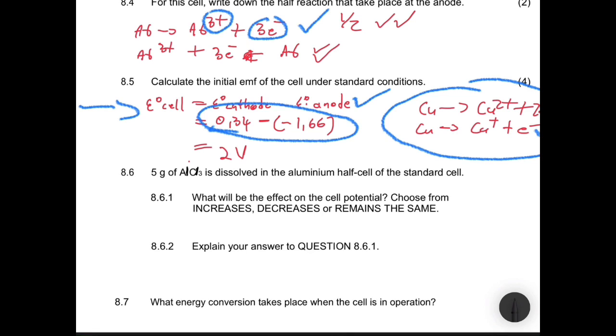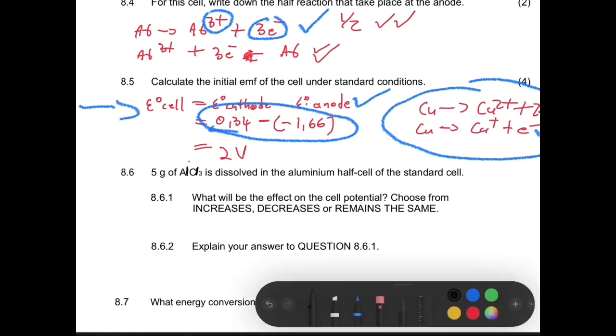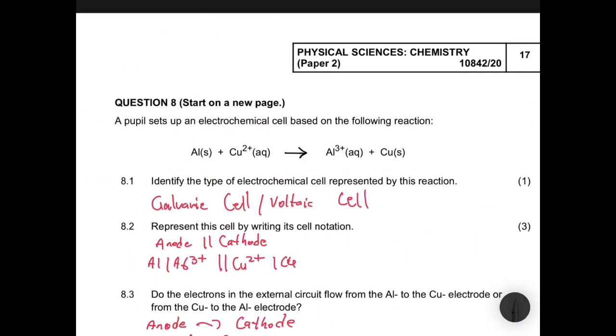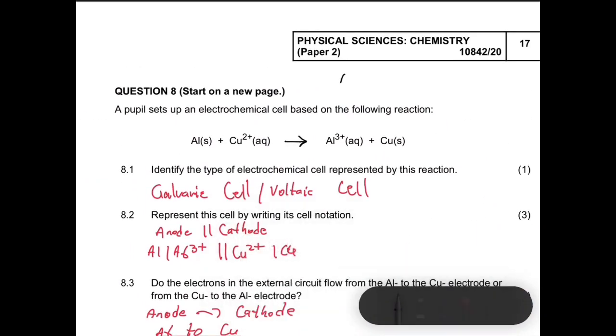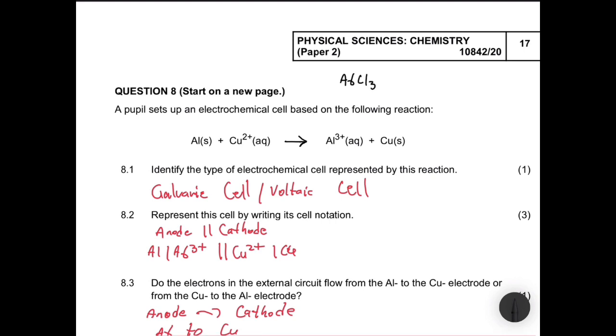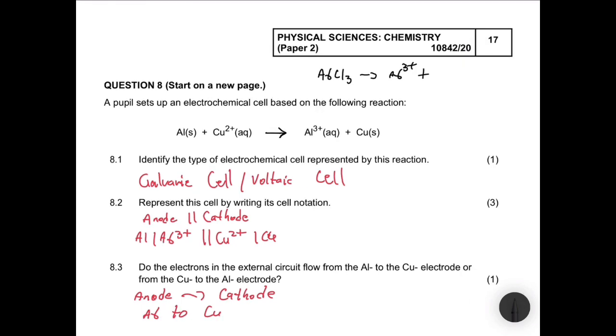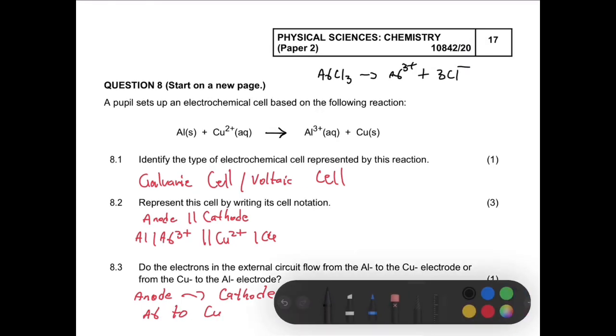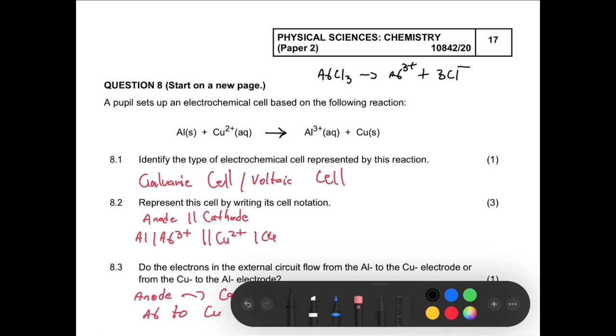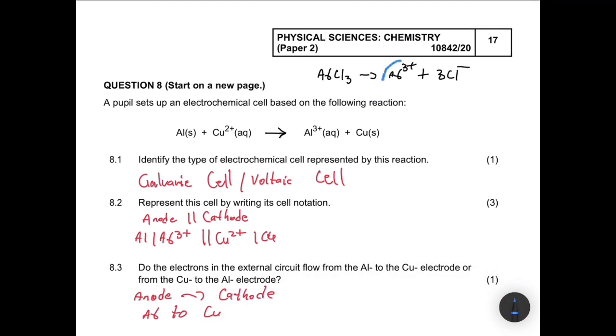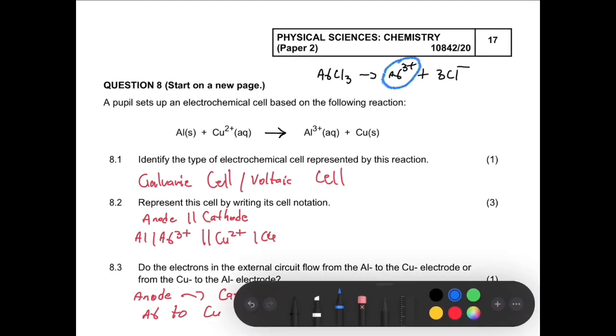One of the standard conditions is that the temperature is at 25 degrees Celsius and that the concentration is 1 mol/dm³. But then when we add AlCl3, we are increasing the concentration of something, right? Now let's break down what concentration we are increasing. Let's go back to our formula. AlCl3, when it breaks down, will give you Al3+ plus 3Cl−. So clearly, when we add 5 grams of AlCl3, we are increasing the concentration of Al3+.